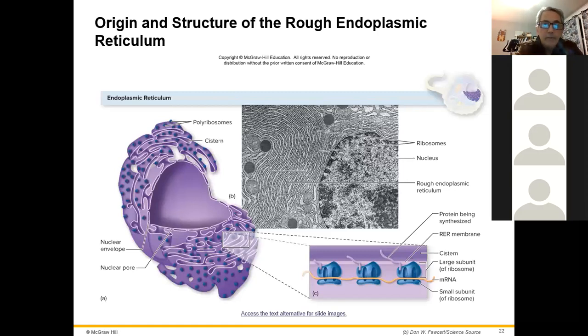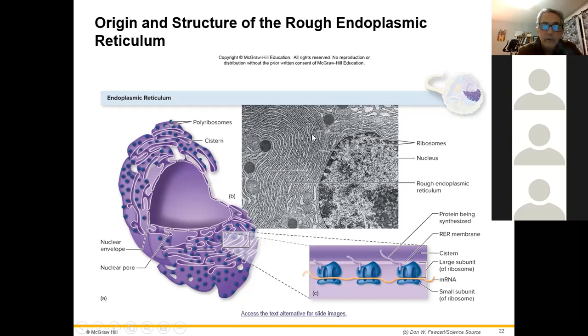So the endoplasmic reticulum, here is a closer look. It will be directly connected to and interact with the nucleus. So proteins can be synthesized. The genetic material gets transcribed into RNA. The RNA goes on to the ribosomes to make proteins.